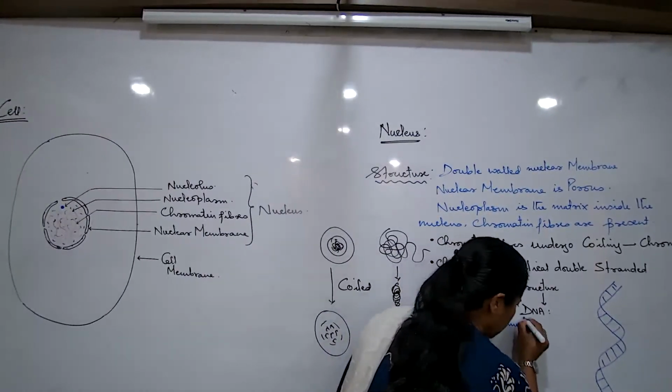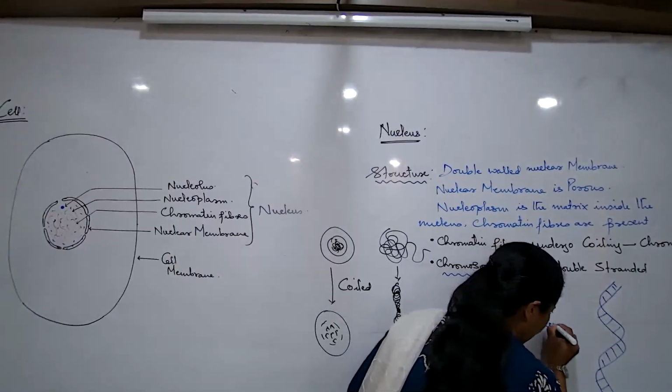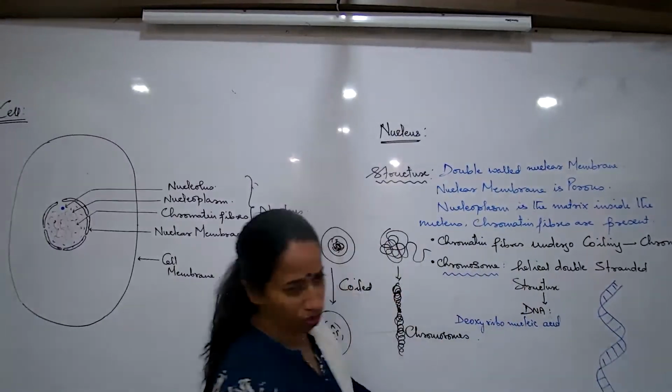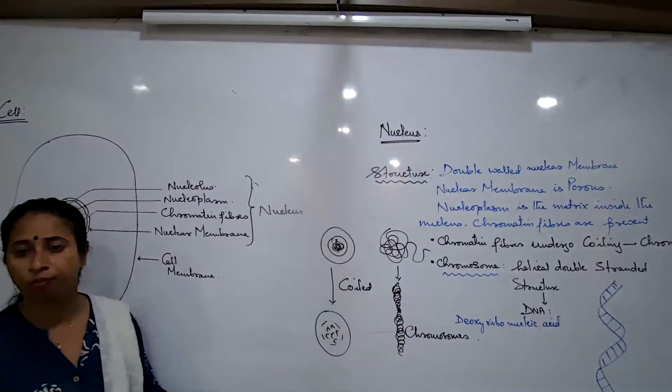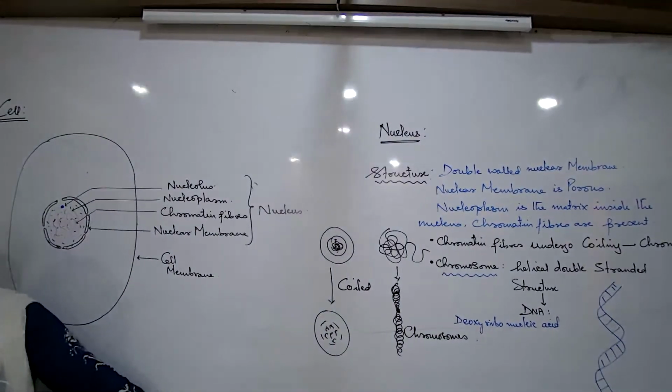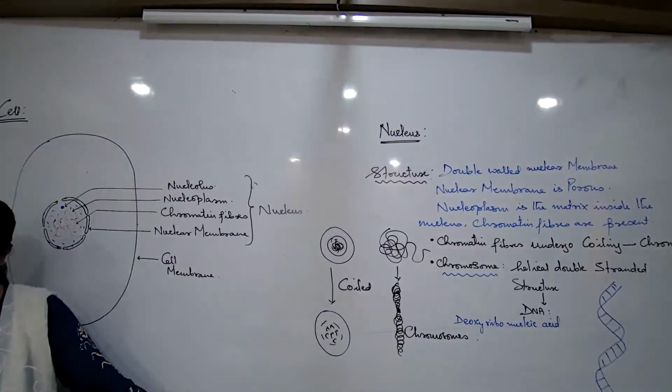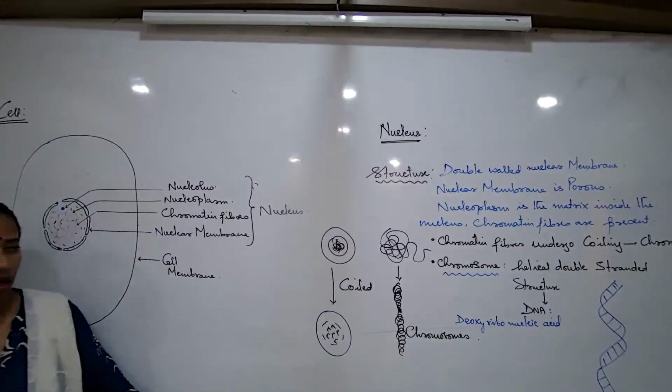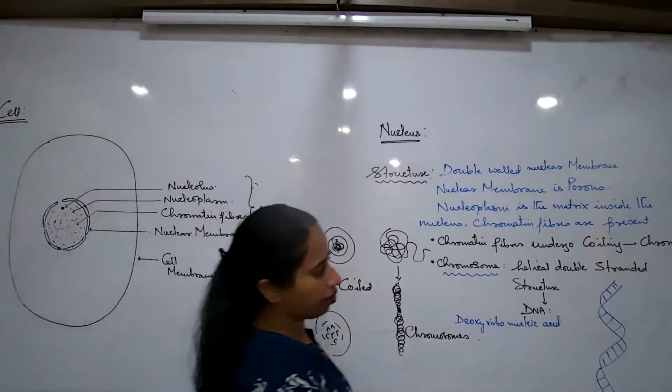Deoxyribonucleic acid. What is the full form of DNA? You'll have to note this. What is the full form of DNA? Deoxyribonucleic acid. It is a complex molecule and it is acidic in nature. So look into the structure of the DNA now.